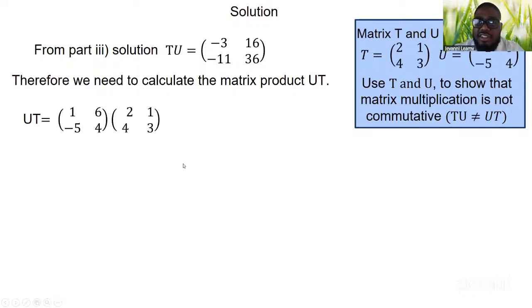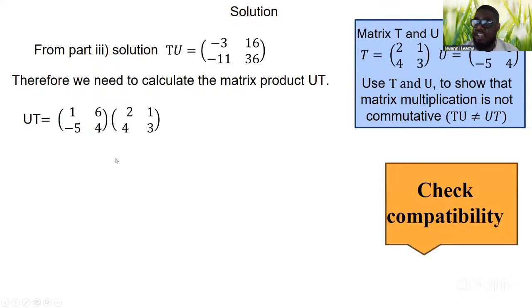So we ask ourselves, are these two matrices compatible? When I multiply matrix U by T, are they compatible? Yes, no? How do you know? Can anyone tell me how you check if it's compatible? All right, let's check. What is the order of matrix U? We're just checking for compatibility.